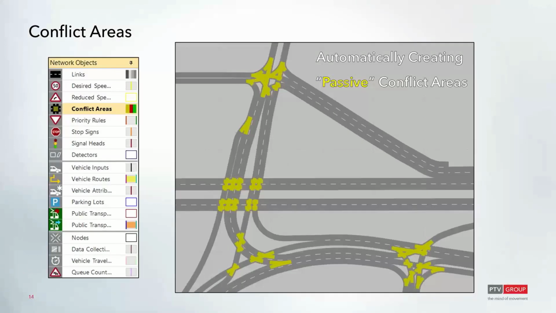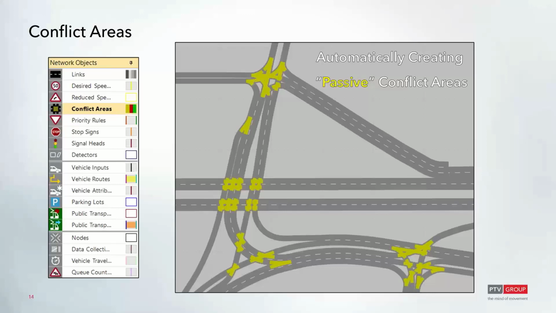All of the conflict areas are automatically displayed throughout the network as long as you have that conflict area object selected. These are going to show up at any of those merging, branching, or crossing areas. By default, all of the conflict areas are going to be set as passive, and so these will all show up as yellow. When they're in this passive state, the vehicles will not have any impact on each other. They'll just ignore each other and continue on their way.